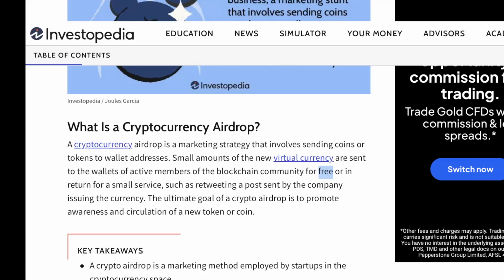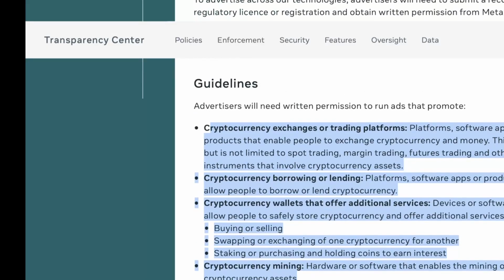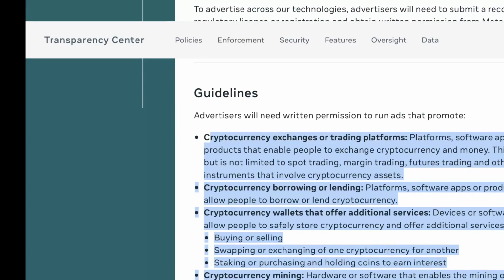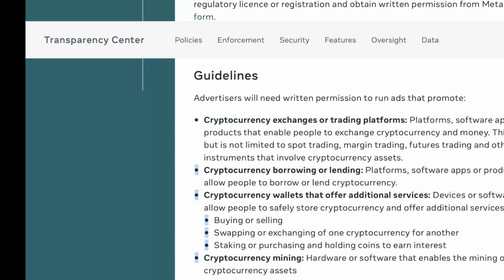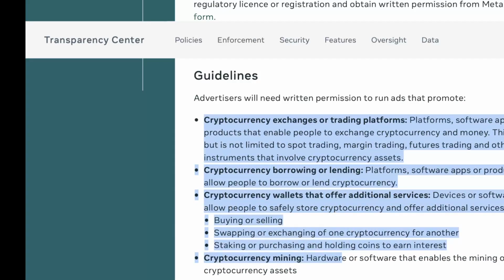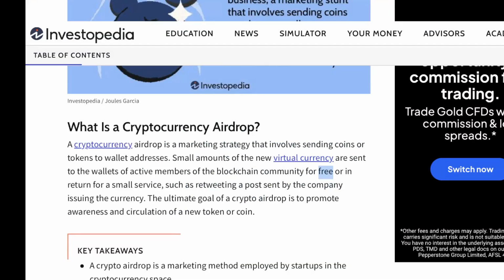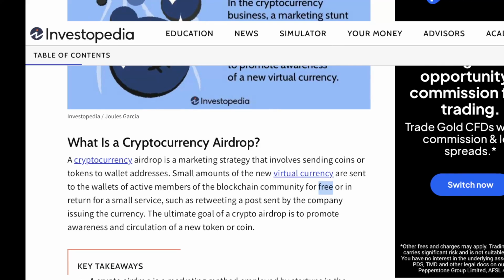Why can they do that? Because cryptocurrency companies can't easily do advertising. So this is just the guidelines of how to do cryptocurrency advertising. You can see that's not easy. So the airdrops actually come from the marketing budget of the cryptocurrency company. So it's definitely legit, and that explains why they can do that.